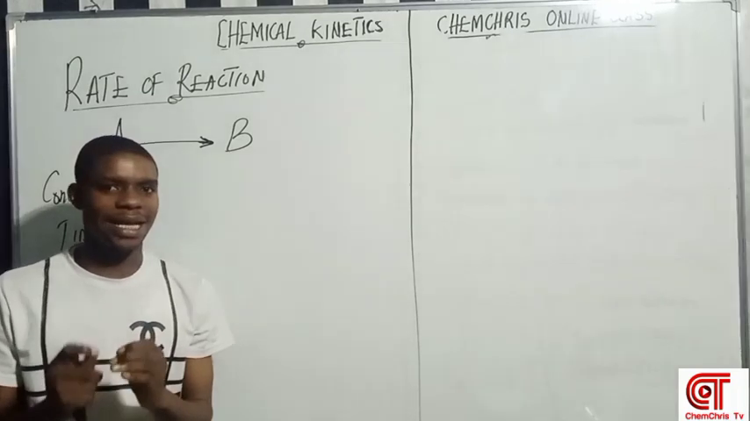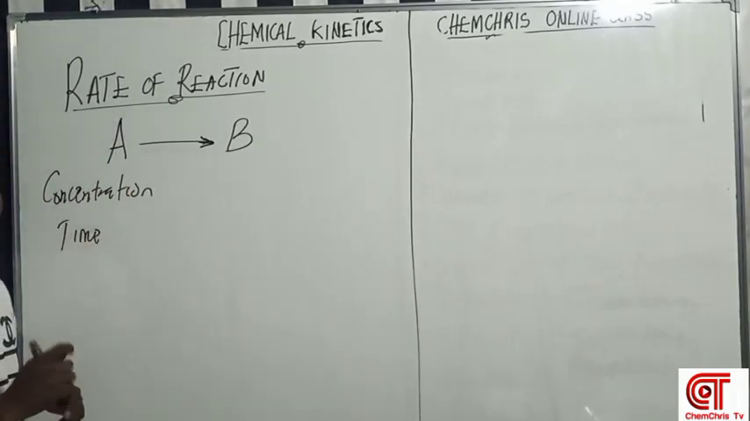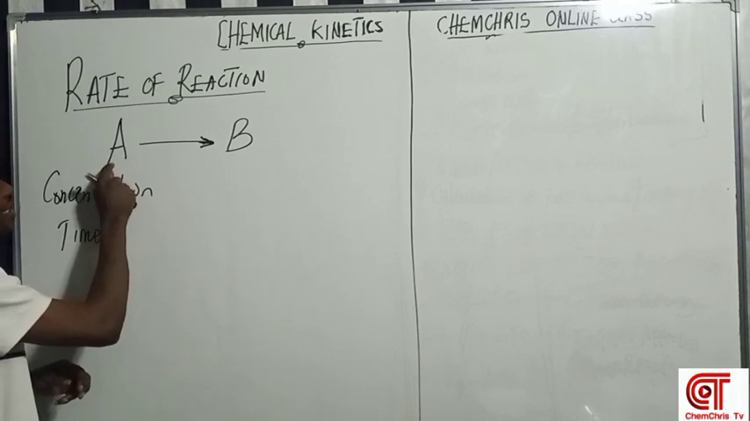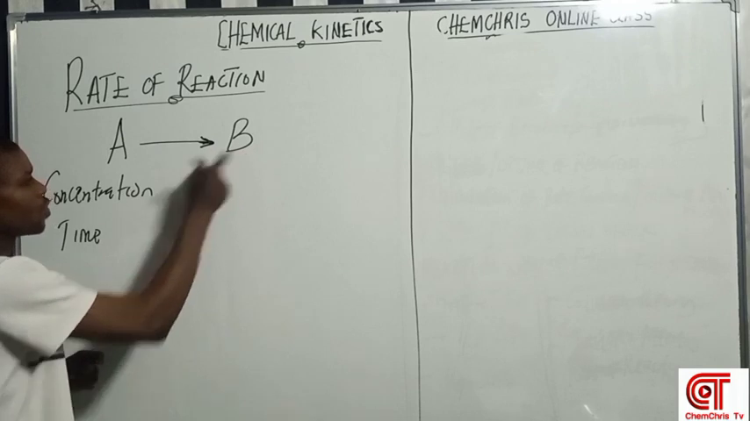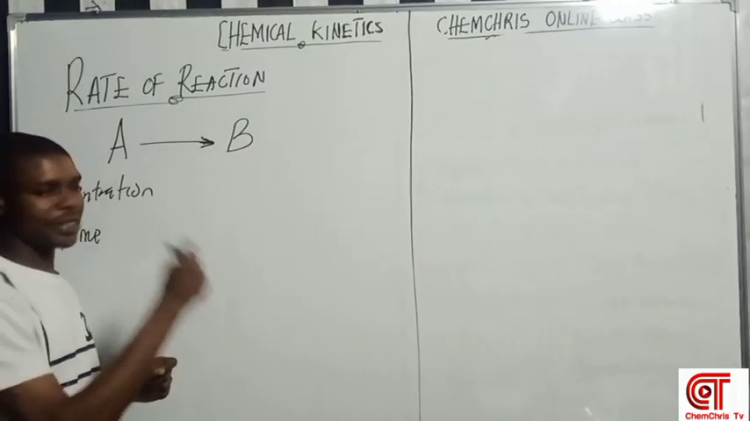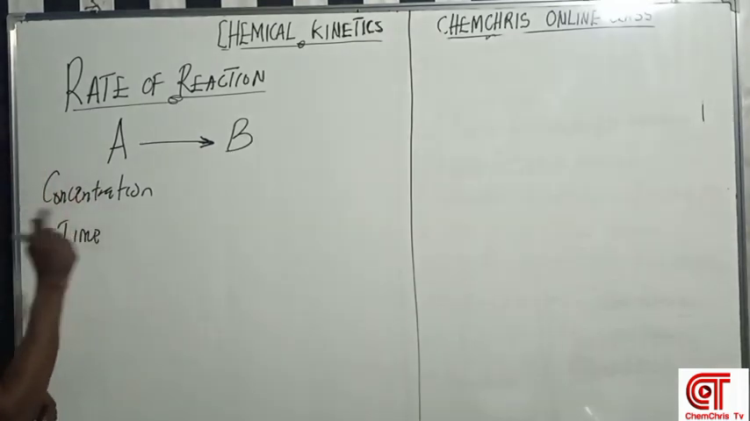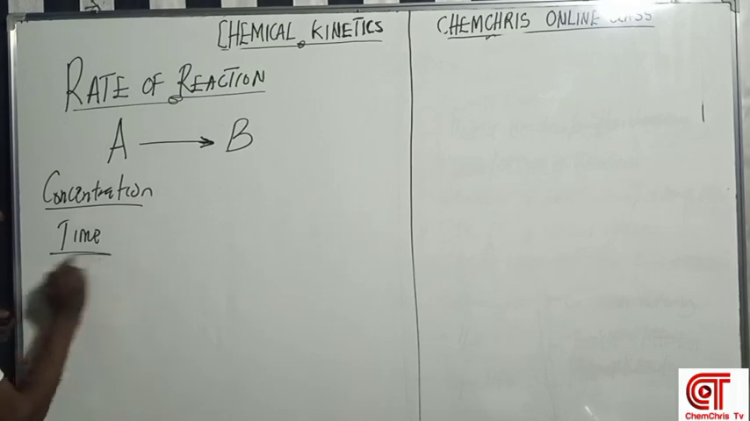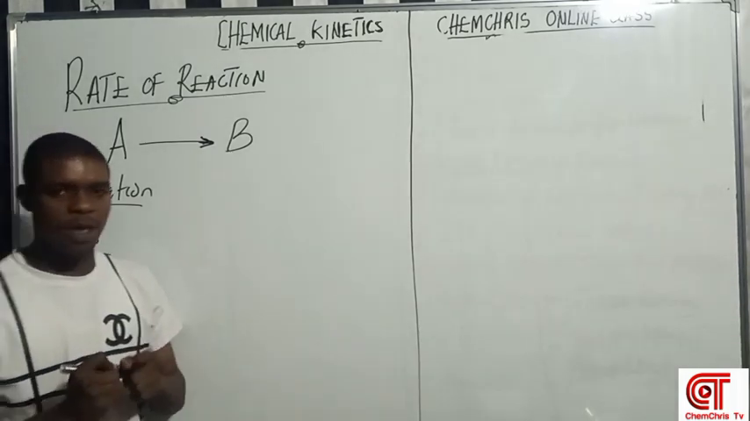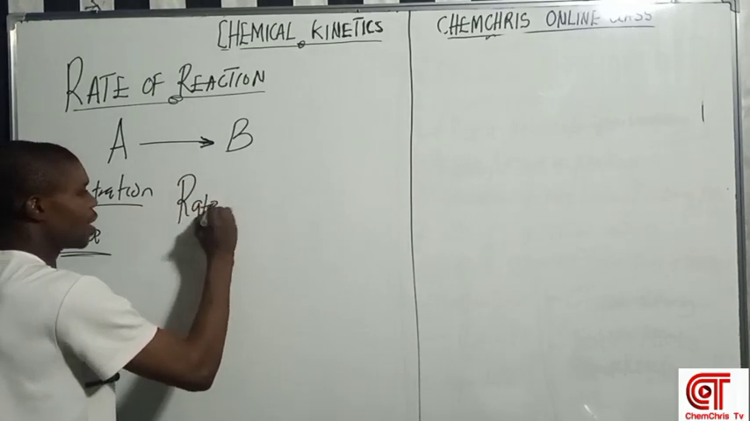Another thing you want to understand here is that as the reaction occurs, the concentration of the reactant tends to decrease, while the concentration of the product tends to increase as time elapses. That is why the rate of reaction depends on two things: the concentration of the reactant and the time it takes for the reaction to occur. In saying that, the rate is always equal to what?